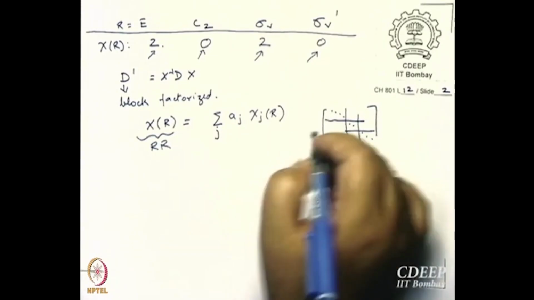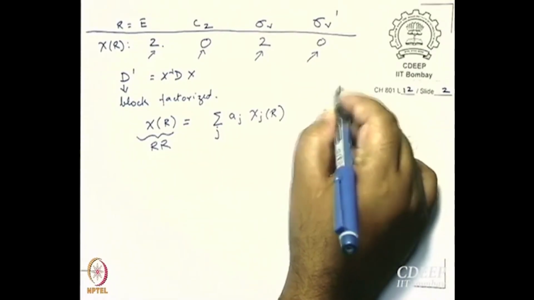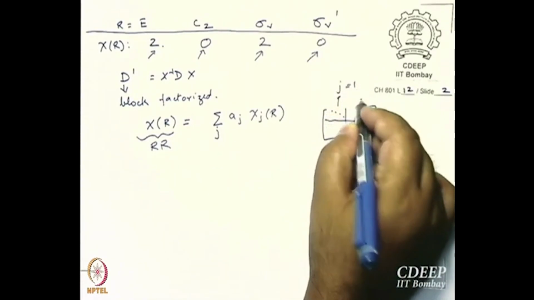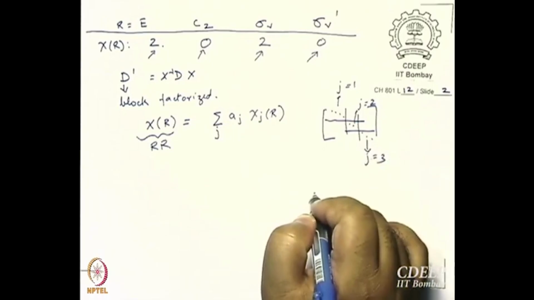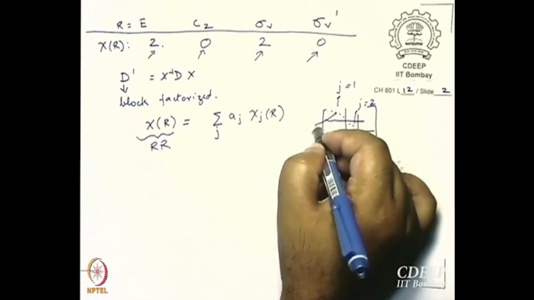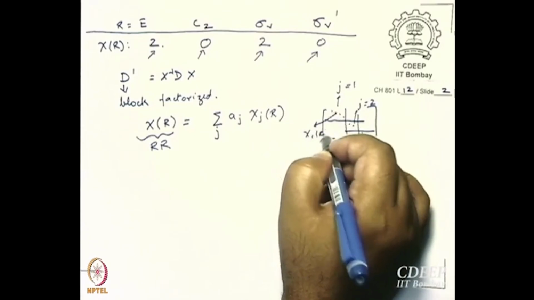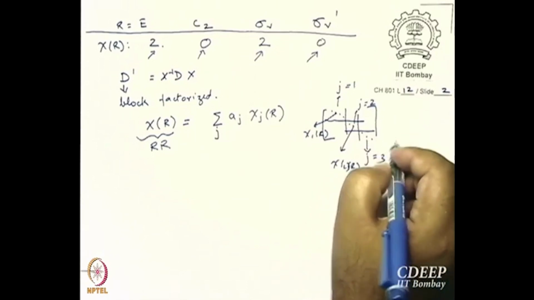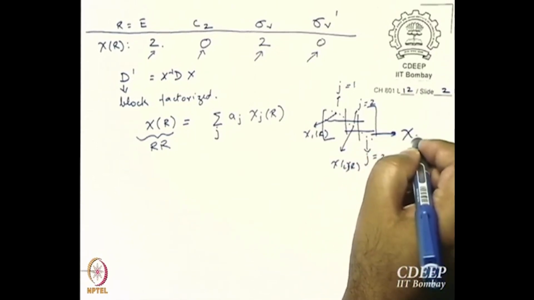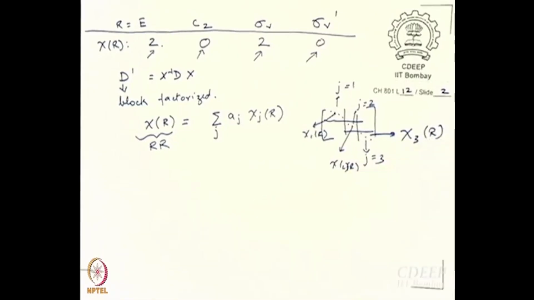Right? So, for this block J is equal to 1, for this J equal to 2, for this J equal to 3. And for each block I can get the chi's. So, this is chi 1 R, this is chi 2 R, this is chi 3 R. Got it? What are these blocks?